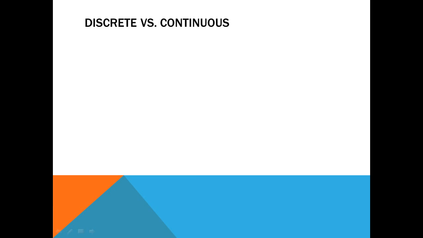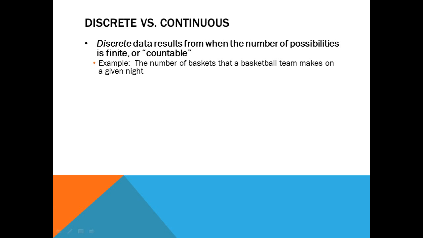So discrete data versus continuous data. Discrete data is when the number of possibilities is finite. Now, again, here's another term that you talked about in integrated algebra as freshmen. Finite, it's countable. An example here is the number of baskets that a basketball team scores on any given night. You can count those. You're not going to say it's 4 and 3/8 baskets. You're not going to do that. It's a whole number. Most of the time, it'll be whole number data when you're doing discrete data.